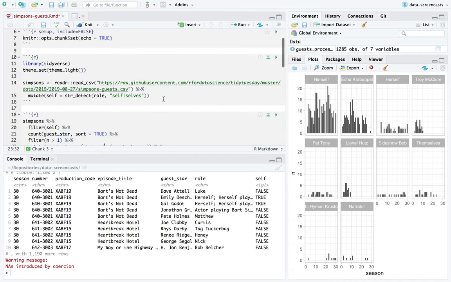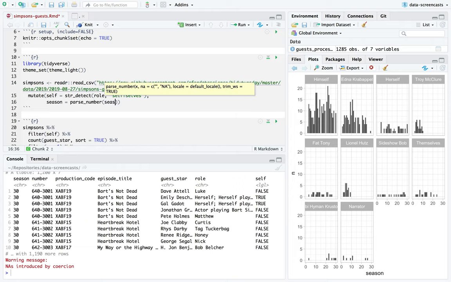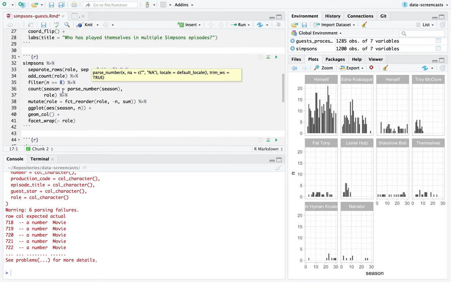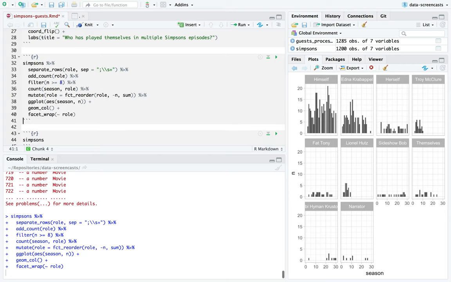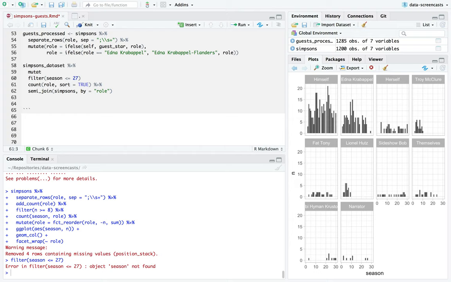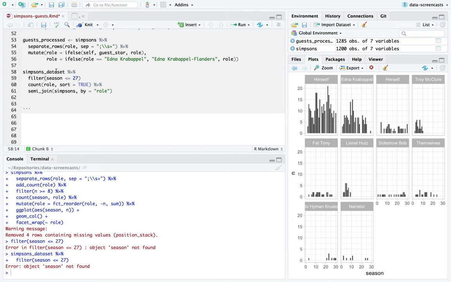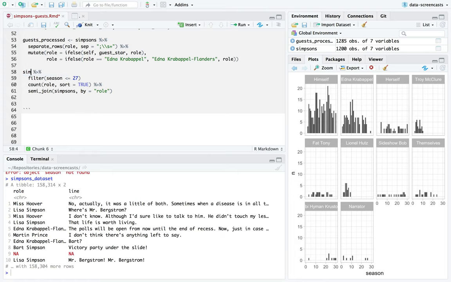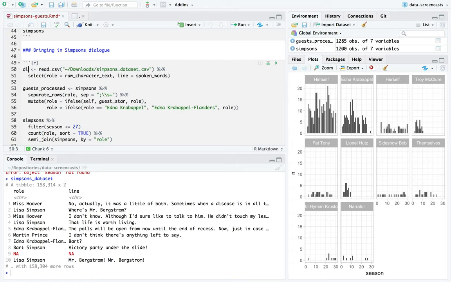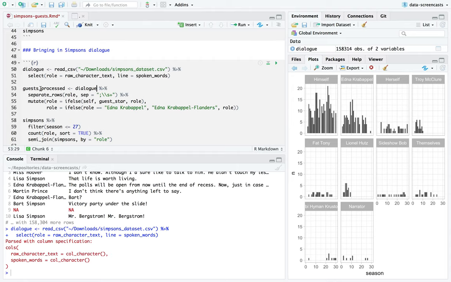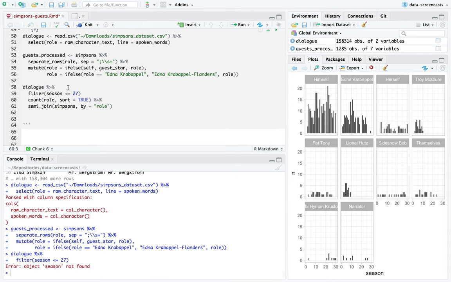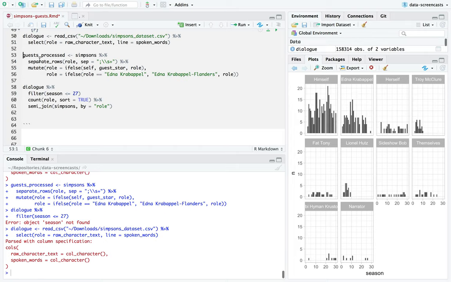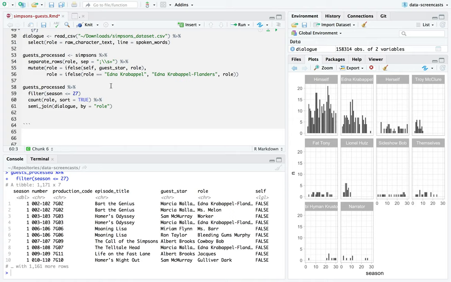I'm going to process the season here. I'm going to say season equals parse number season, and I'm going to say seasons in the first 27. What am I missing here? Why did I write this? Dialogue, and dialogue and guests processed. Here we go. Okay. So in total, in guest process, we have 1285 in the first 27 seasons.